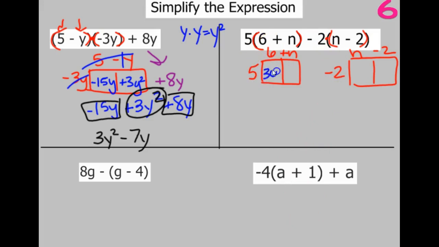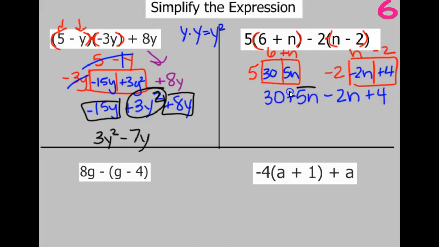So 5 times 6 is 30. 5 times n is 5n. So we have 30 plus 5n so far. Negative 2 times n is negative 2n. Negative 2 times negative 2 is a positive 4. So negative 2n plus 4. All I did was distribute both so far.